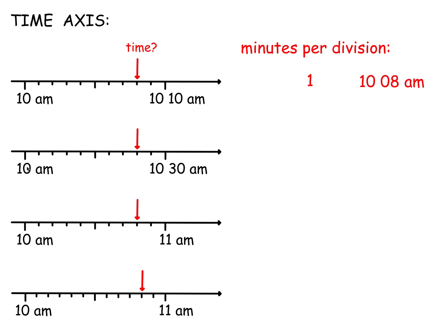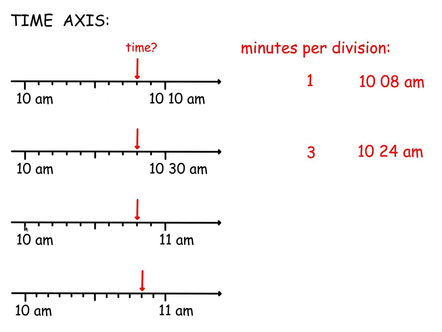Whereas here in the second one, it's between 10 and 10:30. That's a 30-minute gap. There are 10 little divisions covering the 30 minutes. That means it's 3 minutes per division. And since that's 2 divisions short of 10:30, that is 6 minutes short of 10:30. That time being pointed at is 10:24. So that's 3 minutes and 3 minutes short of 10:30.